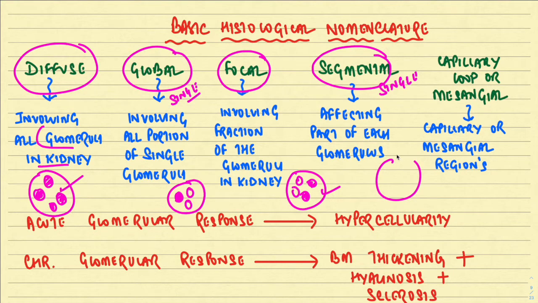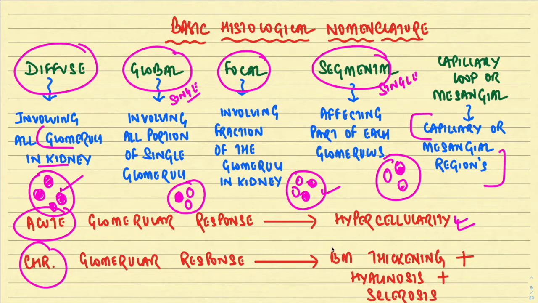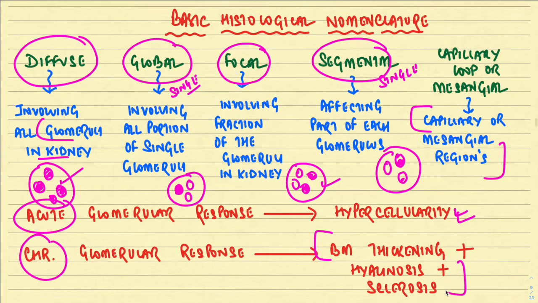So for example, this is the kidney having different glomeruli. Over here only one small part of each glomerulus is involved, that is called segmental change, that is affecting part of each glomerulus. Whereas the terms capillary loop or mesangial are used when the pathology is involving the capillary or the mesangial regions. So always remember, any kind of acute glomerular response results in hypercellularity, whereas any kind of chronic glomerular response leads to basement membrane thickening along with hyalinosis as well as sclerosis.